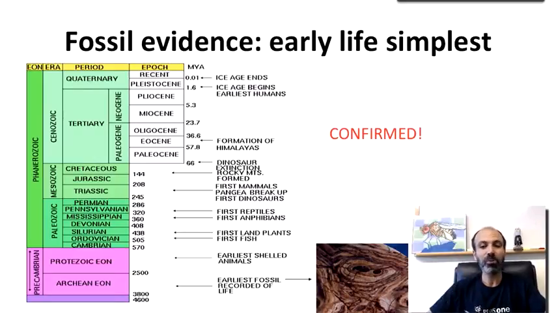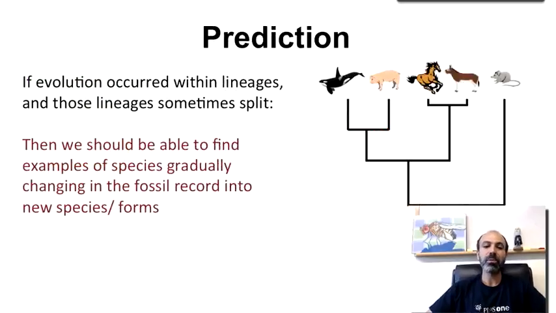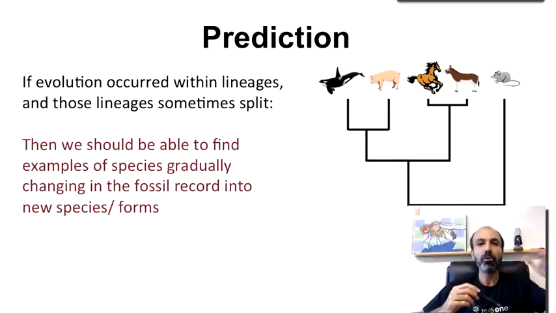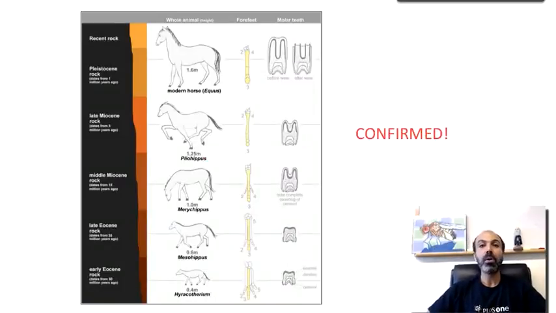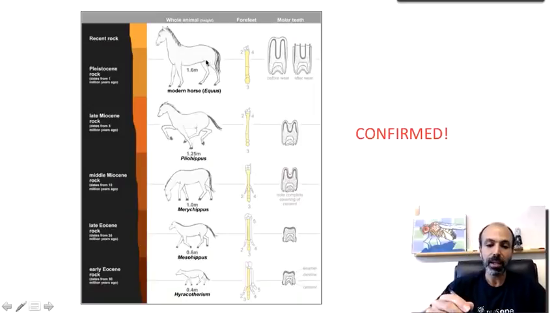So that's one prediction fulfilled. Here's another one. If evolution occurred within lineages, and those lineages sometimes split, we should be able to find cases of species gradually changing in the fossil record from one form into another form. And in fact, I've actually already shown you the answer to this in the case of horse evolution. When we look at ancient horse forms going back in time, we see all these sorts of transitions there.